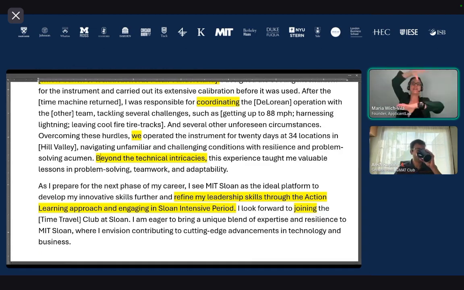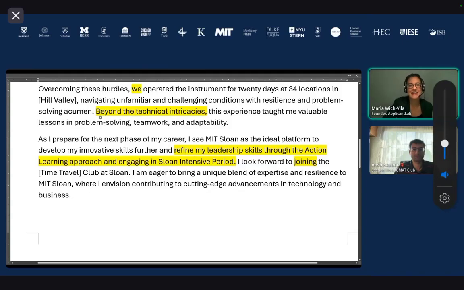This should be, we need to flip the word allocation so that it's exactly beyond the technical intricacies, is what I need to know about you.